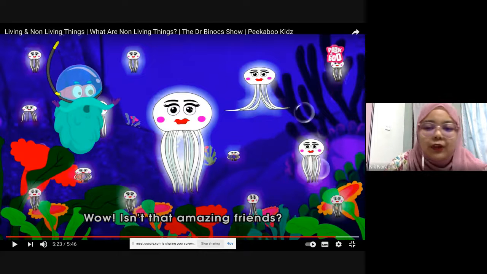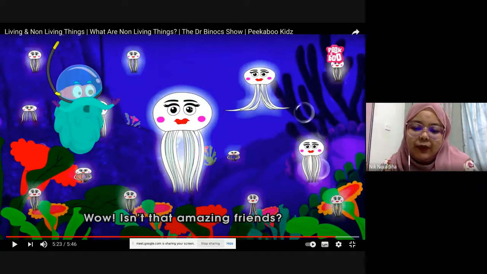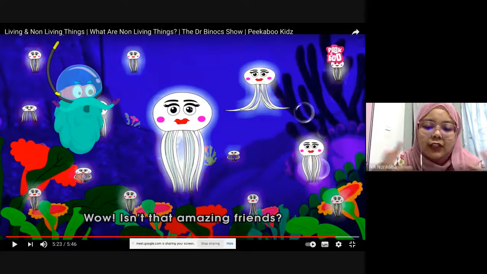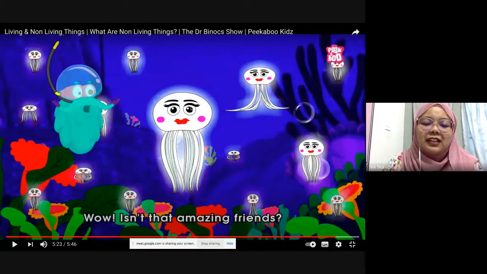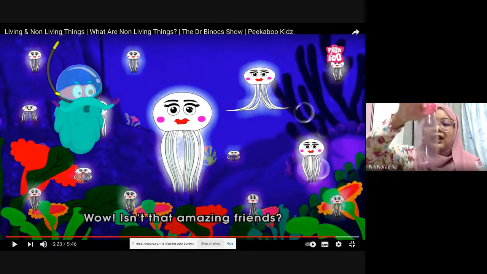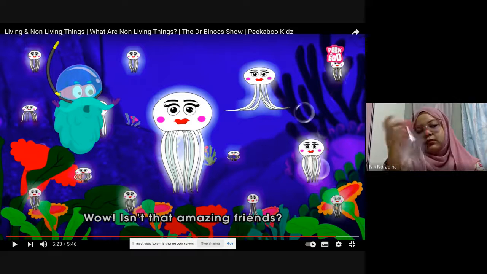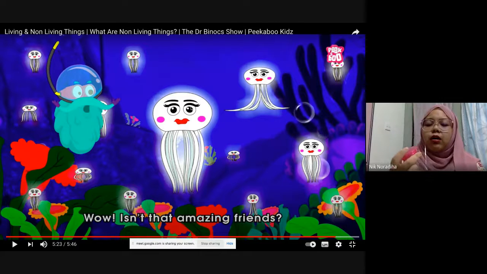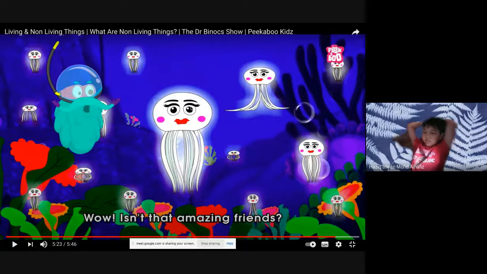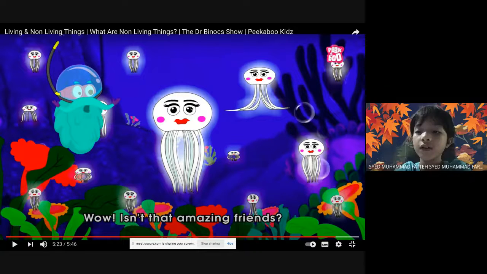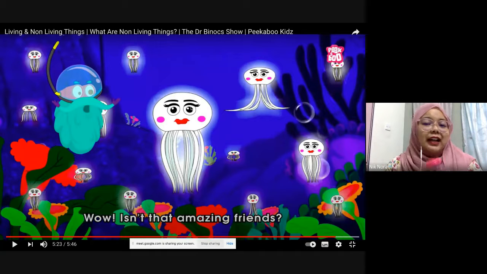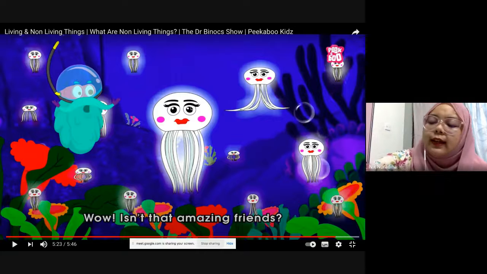What is meant by reproduce? In animals, we have some animals that lay eggs. Some animals give birth. So when those creatures can reproduce, it means they are living things. Can my water bottle lay eggs? Can or not? No. Because this one is a non-living thing, so it cannot give birth. It cannot lay eggs, because this one is a non-living thing.